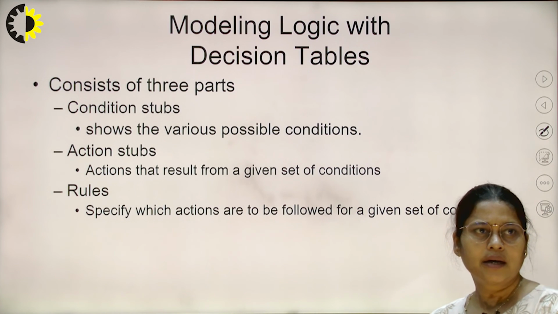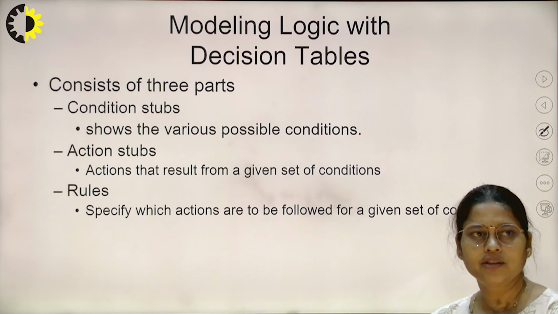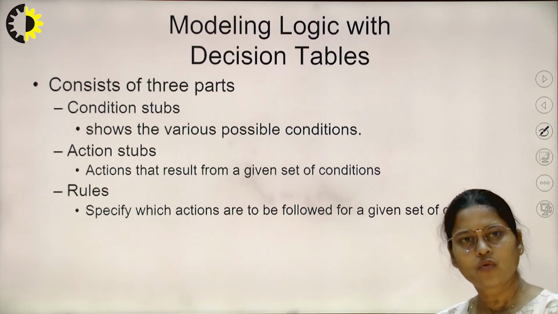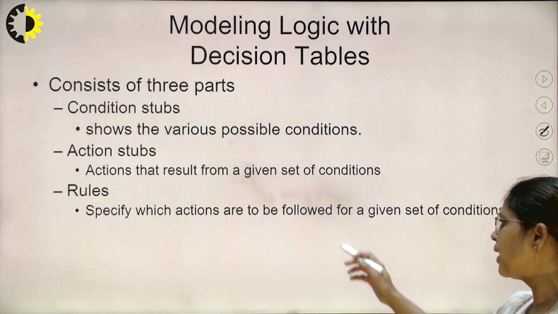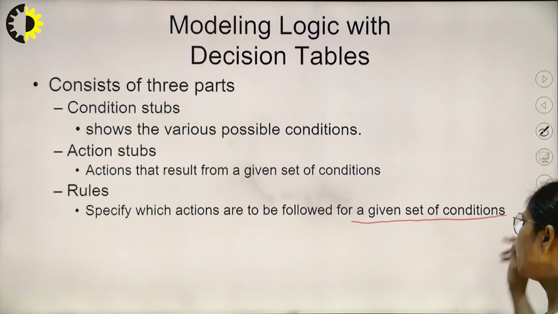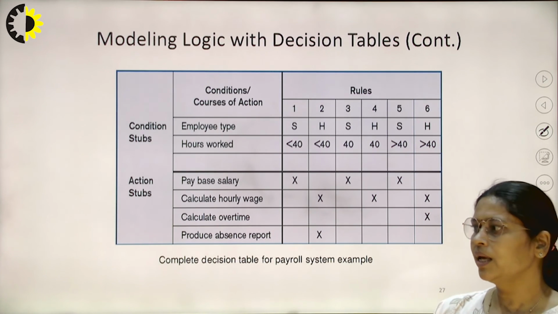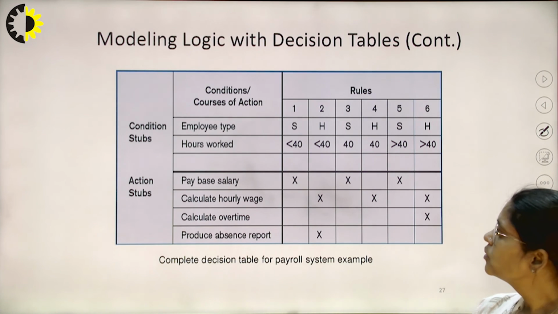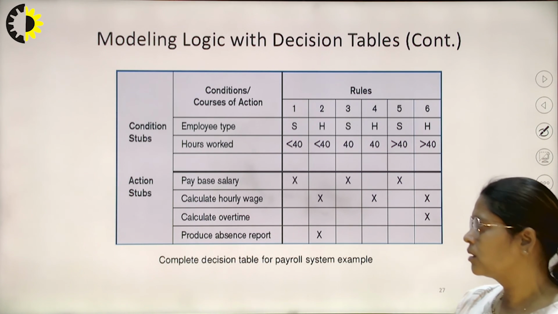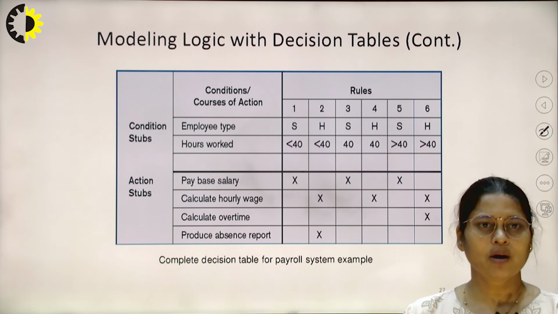So it consists of basically three parts: condition, action and rule. Conditions show the various possible conditions, actions show the result we get from the conditions, and rules specify the actions that are to be followed for the given set of conditions. Here we will take one example of a decision table. Suppose we have to make the decision table for a payroll system.